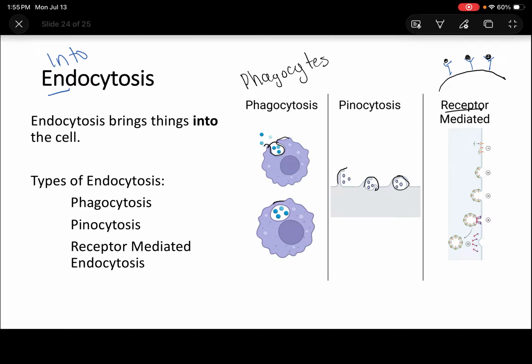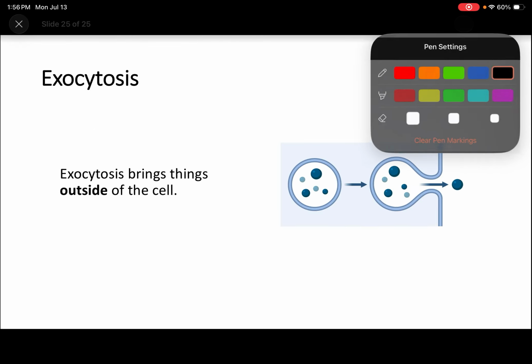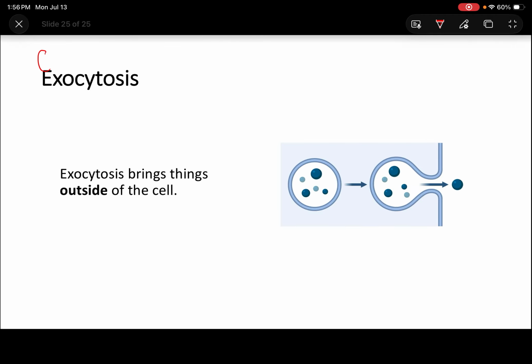So phagocytosis engulfs things. It's almost like taking a handful of it. Pinocytosis is very similar, just with smaller amounts of things. And receptor-mediated uses receptors. But they are all working to bulk transport large amounts of things into the cell. Endocytosis: into the cell. The last type of transport we're going to talk about in this module is exocytosis. When you see exo, think exit. So this is going to bring things out of the cell.